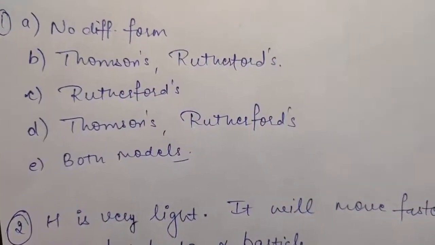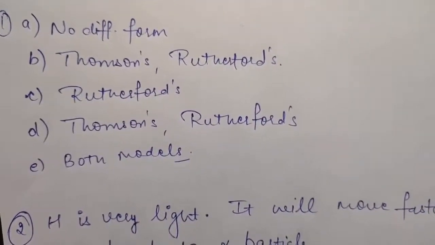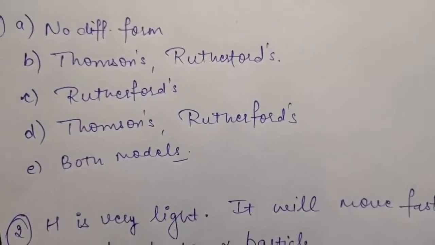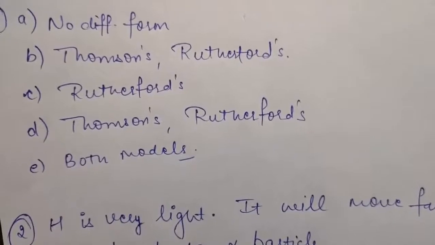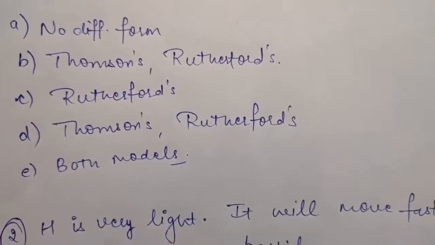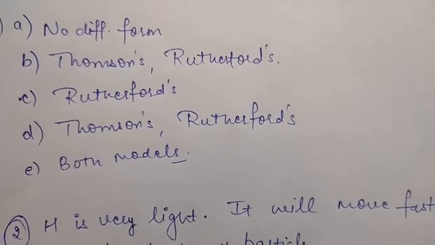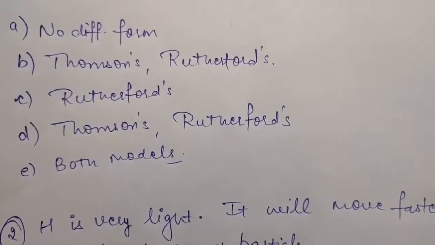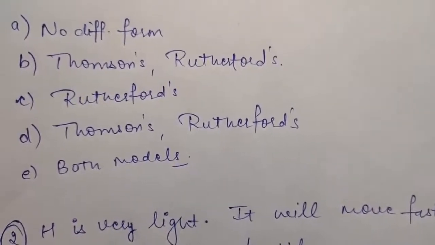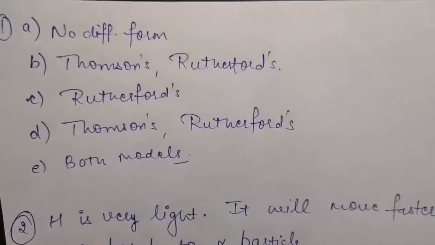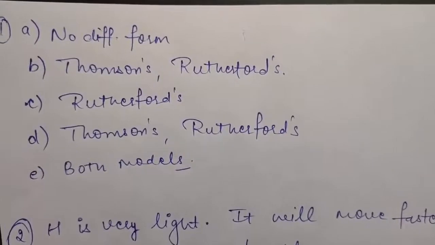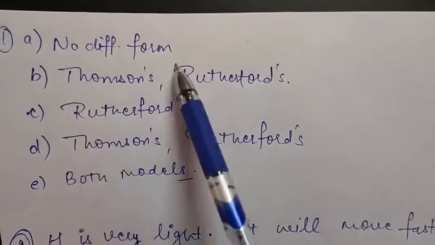Okay students, now I'll be discussing the homework questions that were given to you in the last lecture. The first question was, you have to choose the correct alternative from your given options. The first is, the size of atom in Thomson's model is dash the atomic size in Rutherford's model. The answer will be no different from, because according to Thomson as well as according to Rutherford, the size of the atom was the same.